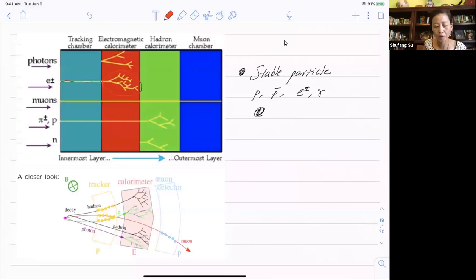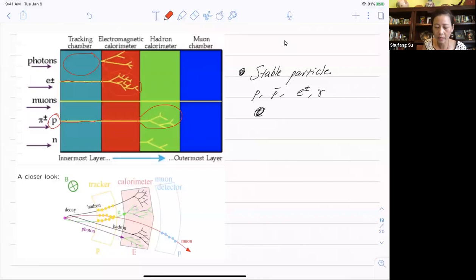Okay, and how about photons? A photon is neutral, so it's not going to do anything in the tracking chamber, but through an electromagnetic shower, it will deposit all its energy in the eCal. So that's how electrons and photons look. And then protons, for example, are charged, so they will leave a track, deposit a little bit of energy in the eCal, and then deposit all of their energy in the hadronic cal.